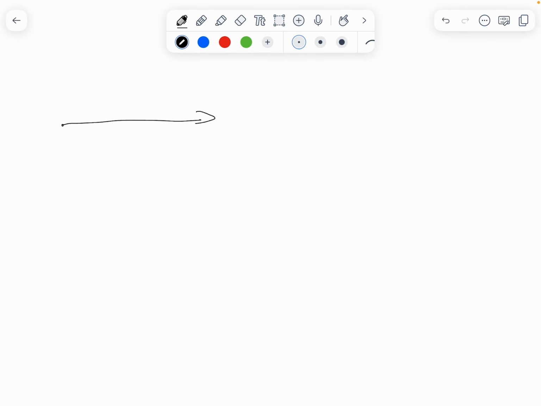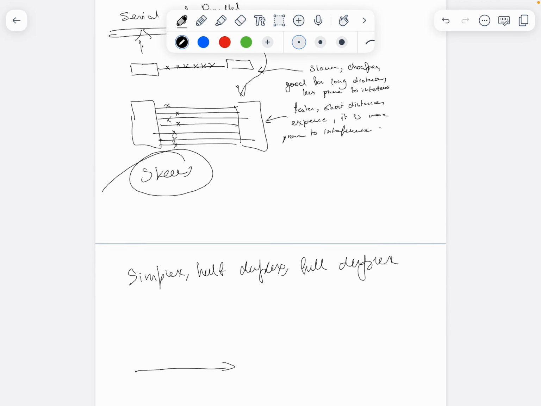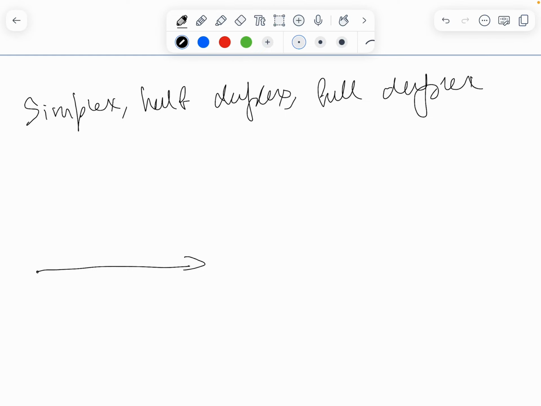And you can also combine serial and simplex, serial and half duplex, serial and full duplex, parallel simplex, parallel half duplex, and parallel full duplex. Serial simplex is where data is transmitted one bit at a time in one direction only. Serial half duplex is where data is transmitted one bit at a time, but it can flow in both directions, but not at the same time because it's typically one shared wire. Serial full duplex is data transmitted one bit at a time in both directions simultaneously, requiring two wires.